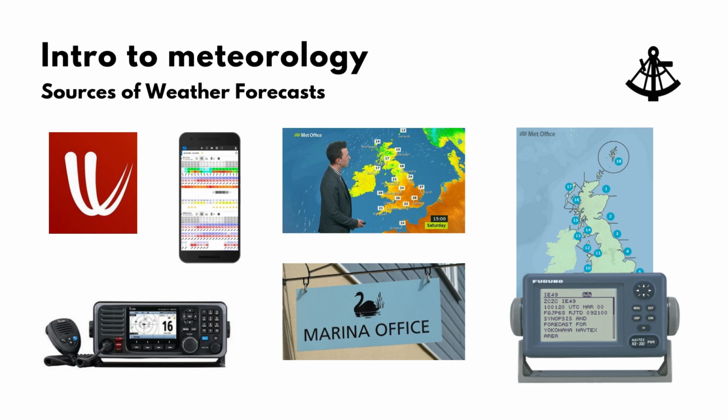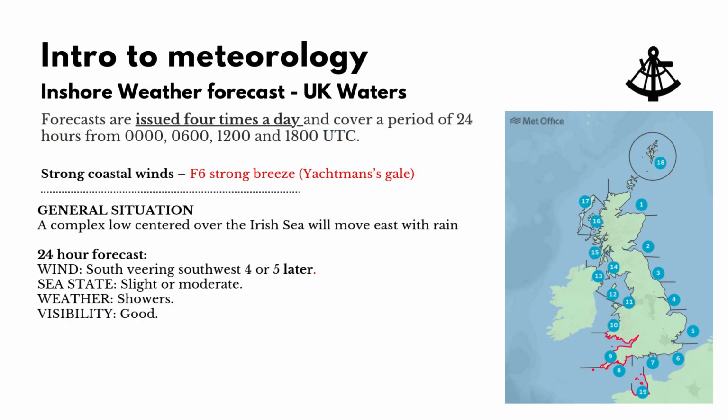No matter your source of weather forecast, it is important to understand the terms and definitions in the weather forecast. Let's have a look at that. Most countries will have an inshore weather forecast for small craft vessels. This is the UK inshore forecast. It is issued 4 times a day and it comes with a strong wind warning when the wind is more than force 6. It's called the Beaufort scale.